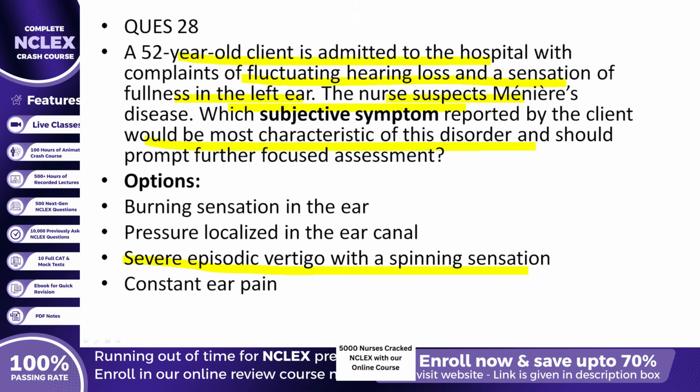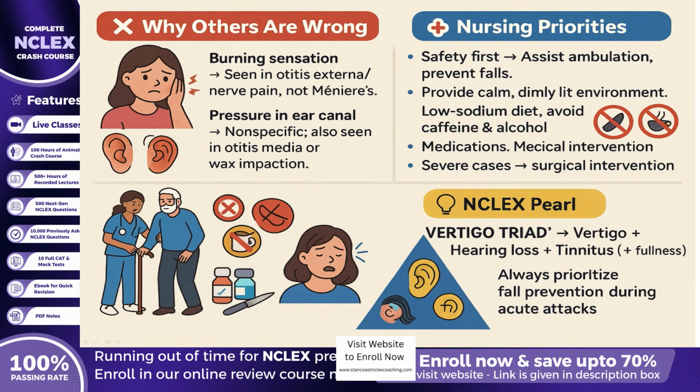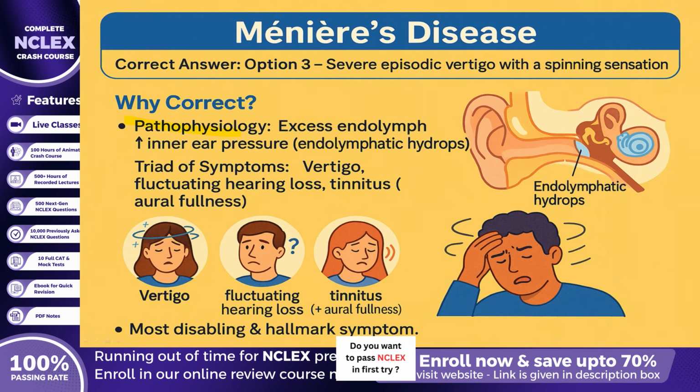To fully understand why this is the correct choice, let us first review the pathophysiology. Meniere's disease is a chronic disorder of the inner ear caused by excessive accumulation of endolymphatic fluid in the membranous labyrinth, leading to increased inner ear pressure, also called endolymphatic hydrops. This pressure disrupts both vestibular function, which governs balance, and cochlear function, which governs hearing. Classically, the disorder is defined by a triad: episodic vertigo, fluctuating sensorineural hearing loss, and tinnitus, often accompanied by a sensation of aural fullness. Now, let us carefully examine each option.